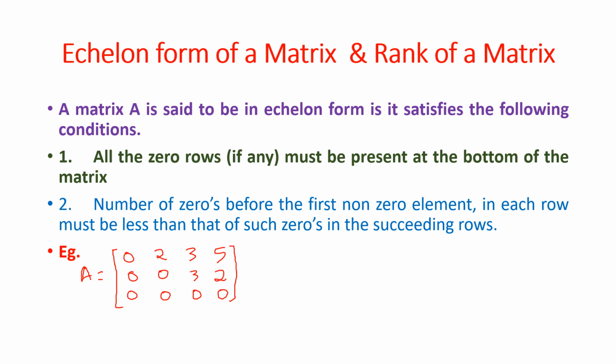So once you write the given matrix in echelon form, then it is very easy for us to find the rank of a matrix. Now how to find the rank of a matrix? You have to first find out how many non-zero rows are present. This is non-zero, but this is 0. So how many non-zero rows are present? That will determine the rank of a matrix. So here in this example, the rank of matrix A is equal to 2 because there are 2 non-zero rows.